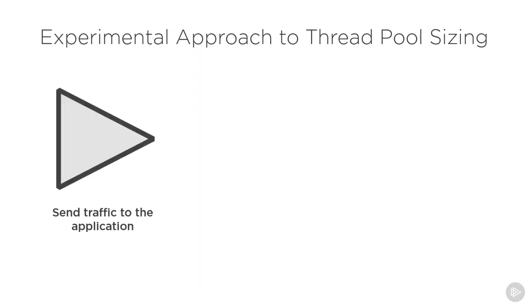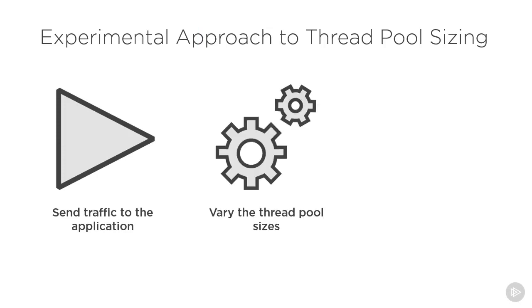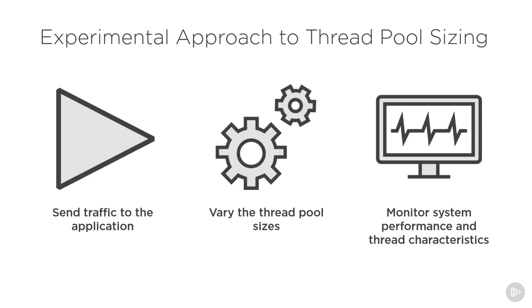The other approach to thread pool sizing is the experimental approach. With the experimental approach, you would subject the application to the volume and types of traffic you expect to handle, and then vary the thread pool sizes while monitoring system performance and thread pool characteristics such as the number of busy and idle threads and the length of the work queue. After enough iterations, the optimal thread pool size should emerge.